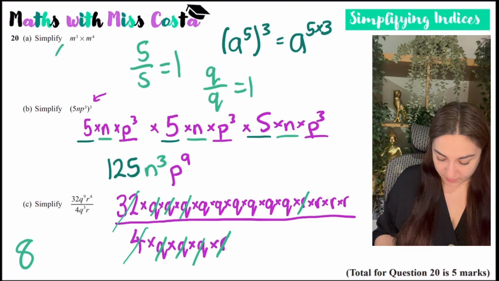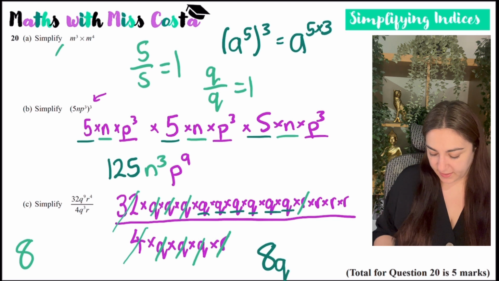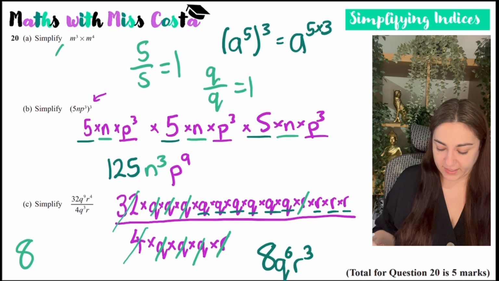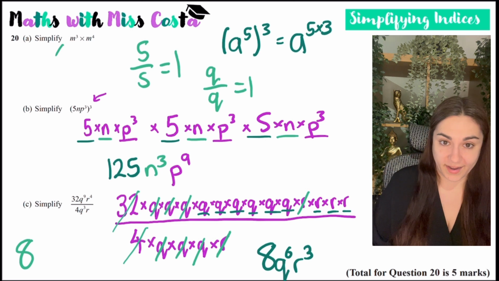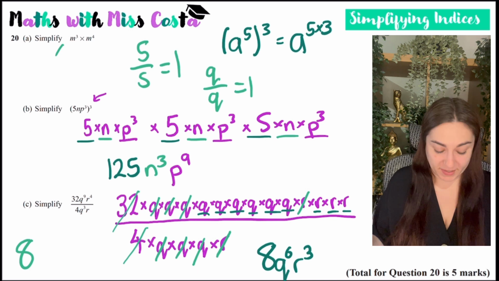And then on the top, I've done 32 divided by 4 is 8. I'm left with q. I've got 1, 2, 3, 4, 5, 6, q to the power of 6, and then r to the power of 3. So that's the why of when we're dividing indices. You choose whichever way is best for you.